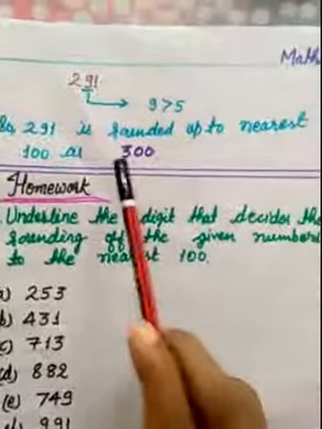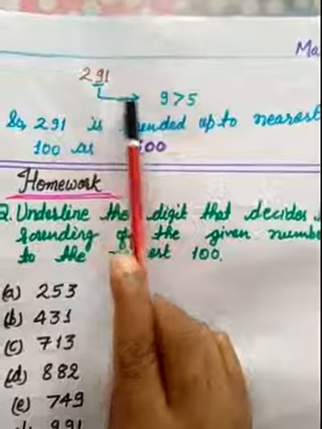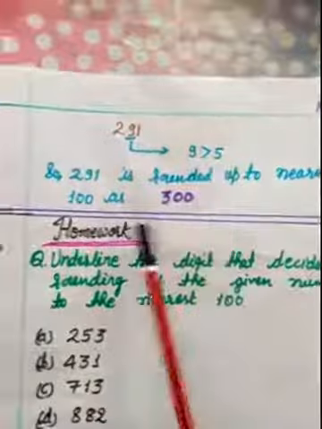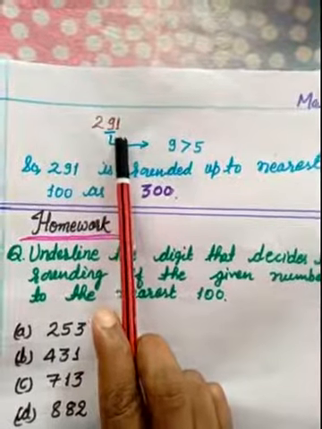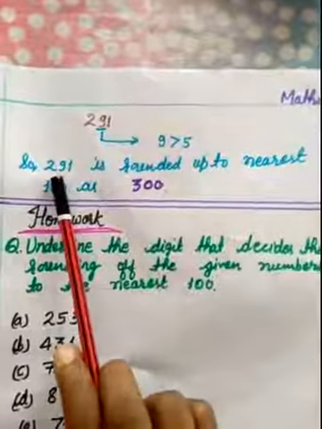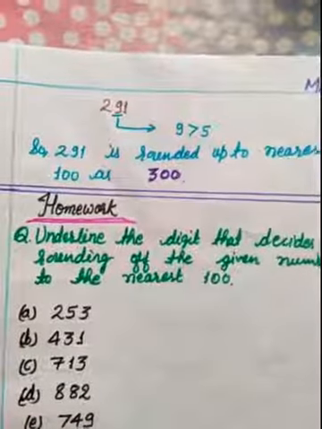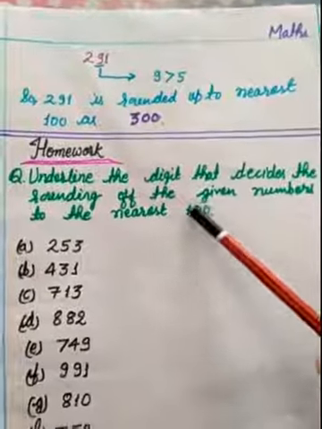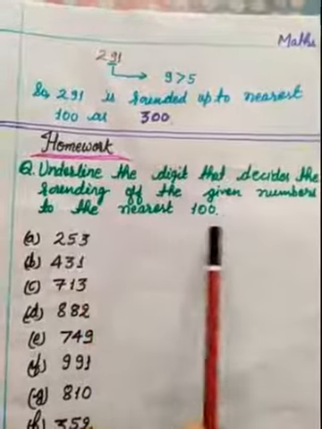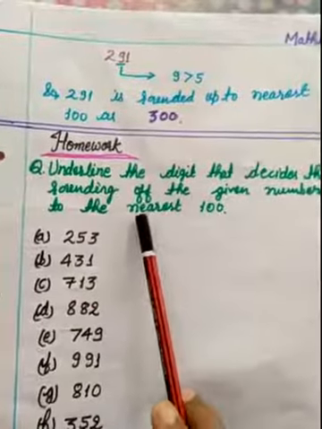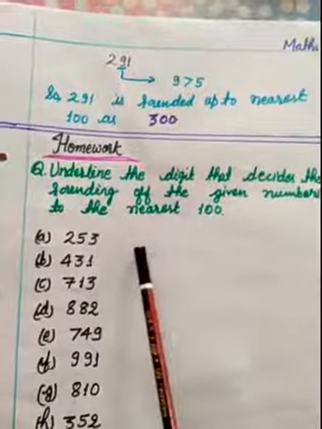To find the nearest 100, we have to see the tens place digit. The tens place digit here is 9, which is greater than 5. So the 100 place digit will increase by 1 and the tens and ones place digits are replaced by 0. So 291 is rounded up to the nearest 100 as 300. Now you have homework, students. Underline the digit that decides the rounding of the given numbers to the nearest 100. You know, students, to find the nearest 100, which digit you have to underline, you have to do that in this question.